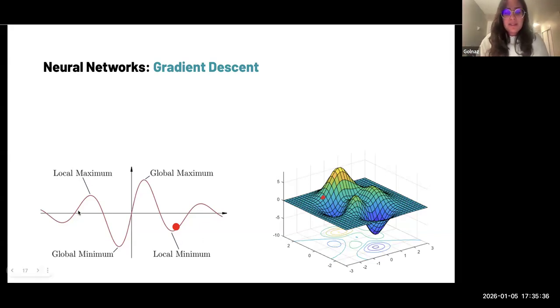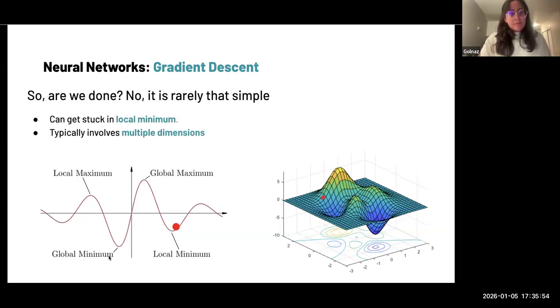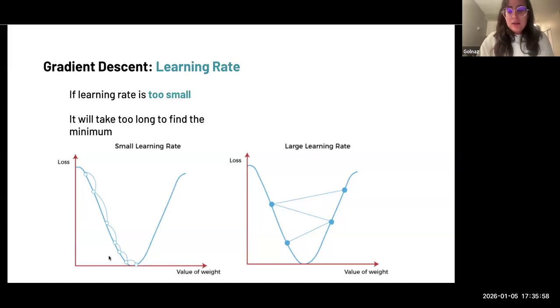There might be multiple minimums. So the question is, is the minimum that we're finding good enough or not? Are we at the best, or can we do better? Which are all optimization questions that mathematicians and computer scientists try to answer. But in general, there are solutions to that as well.